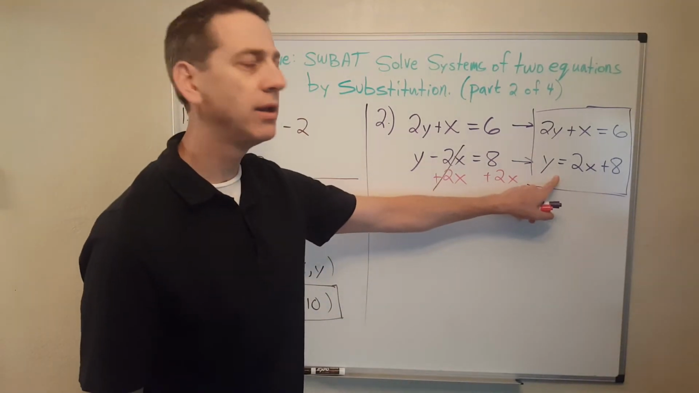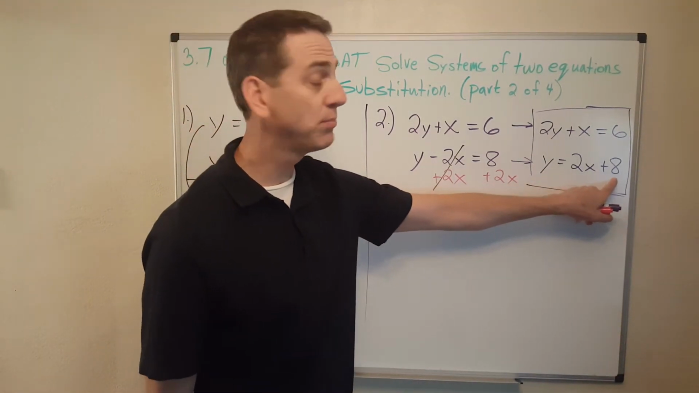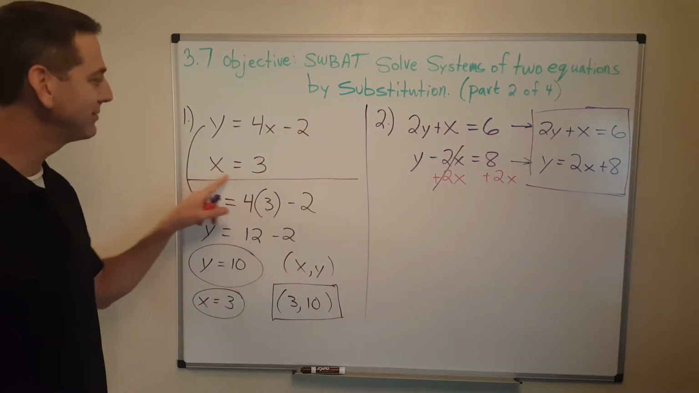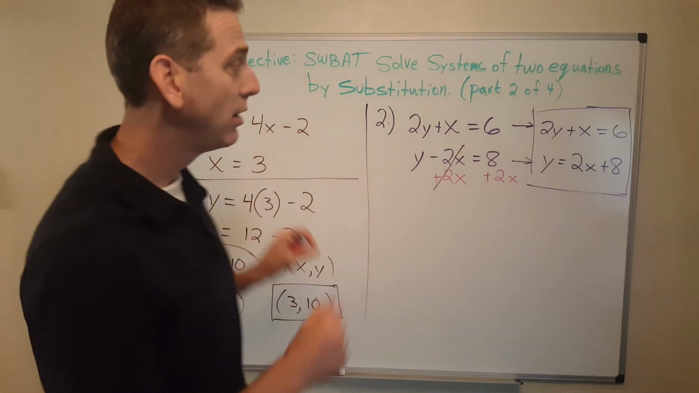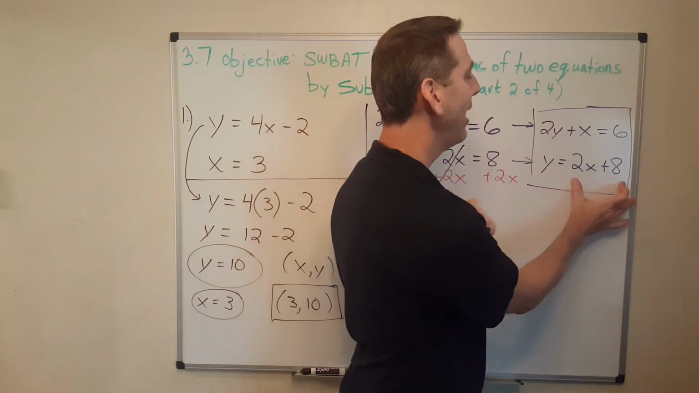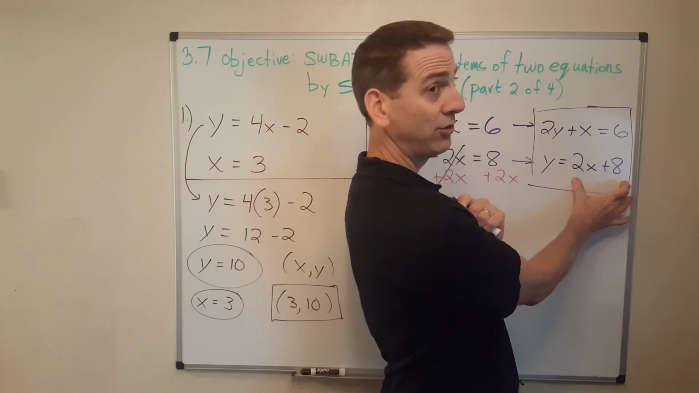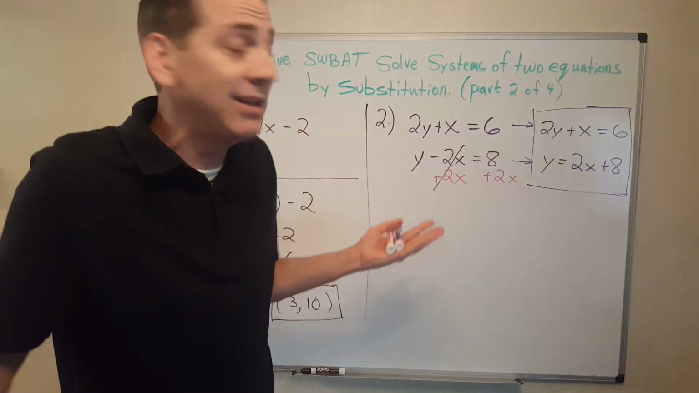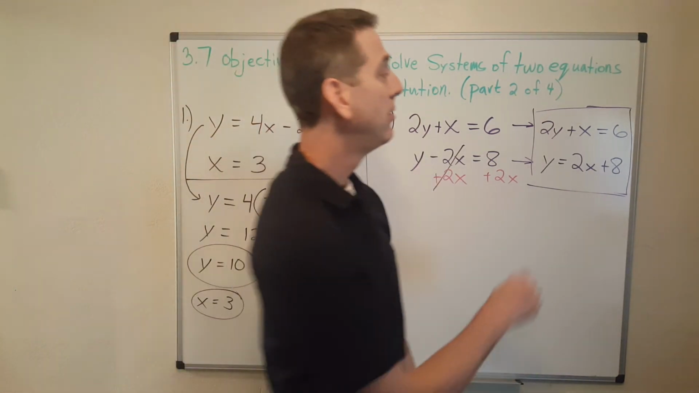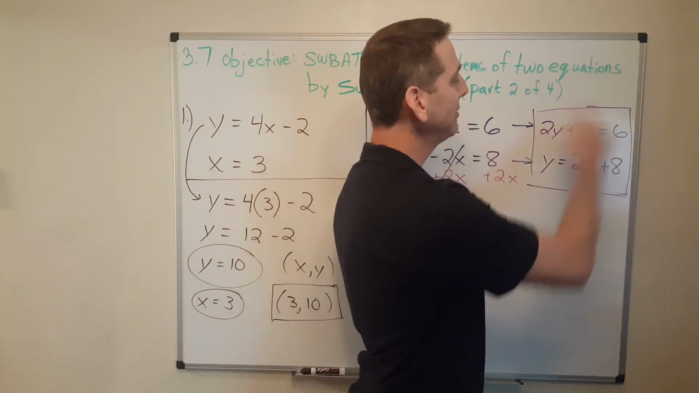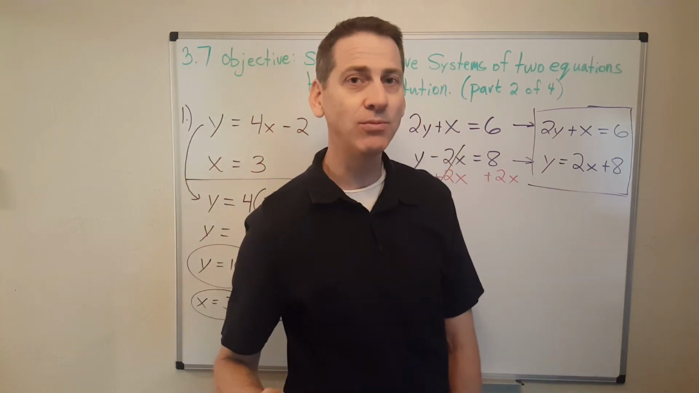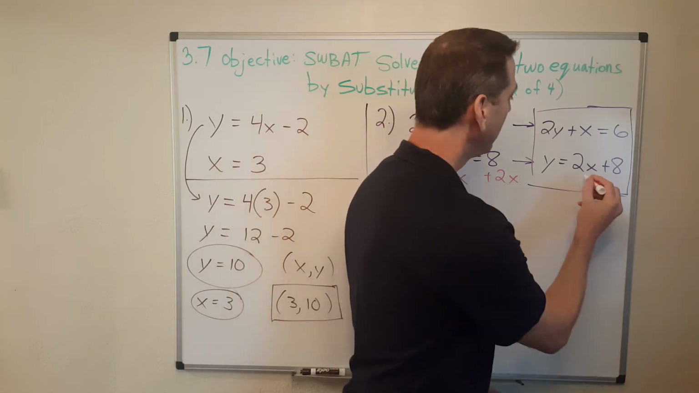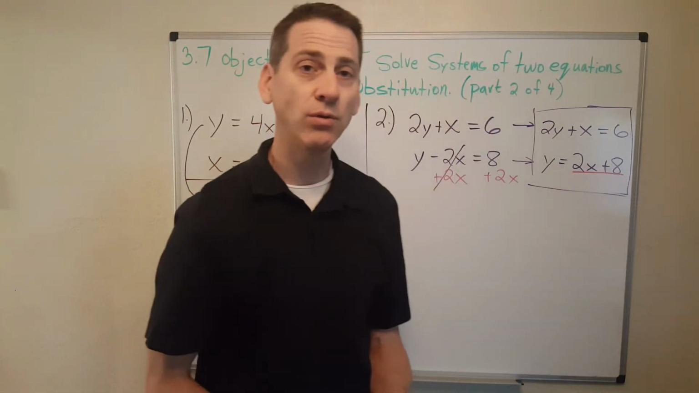Well, it says it right here, right? Y equals 2x plus 8. Now over here, it was pretty easy, right? Because x equaled just one number. Here, my variable equals two different terms. But still, it's just y equals 2x plus 8. That's what it equals. Therefore, everywhere I see a y in this system, I can replace it with 2x plus 8. All right, that's what y equals.